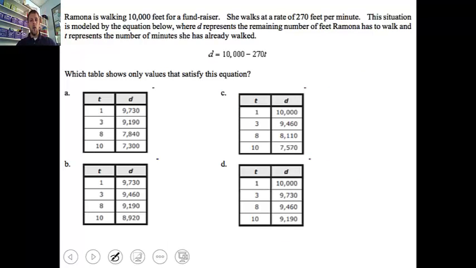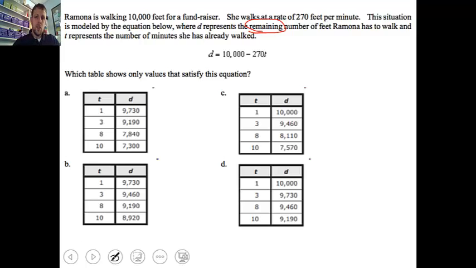Ramona is walking 10,000 feet for a fundraiser. She walks at a rate of 270 feet per minute. This situation is modeled by the equation below, where D represents the remaining number of feet she has to walk, and T represents the number of minutes she already walked. I want to underline the word remaining.